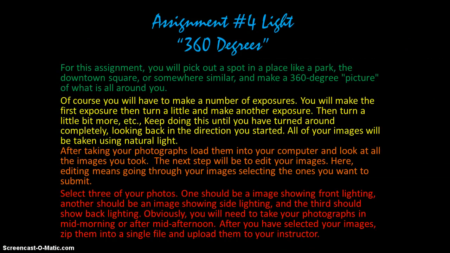Now, this is a difficult assignment because it's hard to find a spot where you can turn 360 degrees and have subjects all the way around you. Now, the reason that you need subjects, and obviously it's going to be different subjects if you're turning in a circle, is that you need to have a subject for the light to be able to hit it and for it to be able to cast a shadow. Otherwise, you won't be able to tell where the light is coming from.